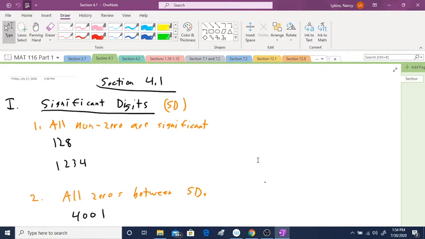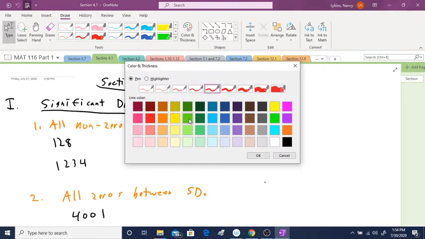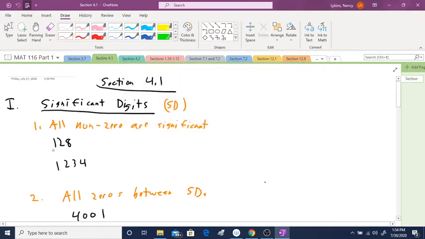The first rule, in my opinion, is probably one of the easiest ones to remember. All non-zero digits are significant. If I look at this one right here, 1, 2, and 8, that means I've got 3. Take a look at the next one, 1, 2, 3, 4. I got 4 total significant.